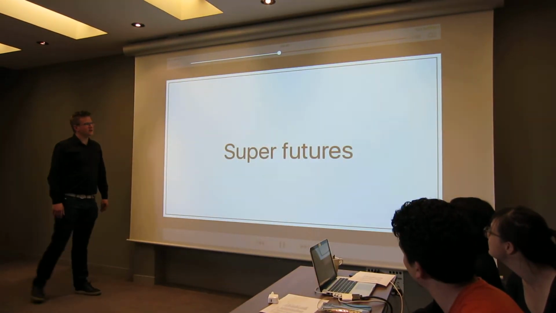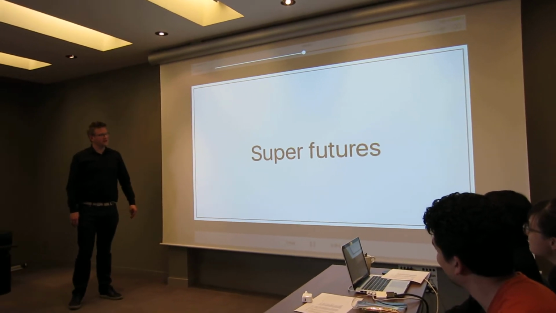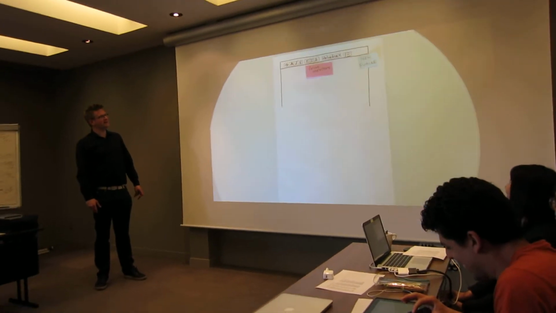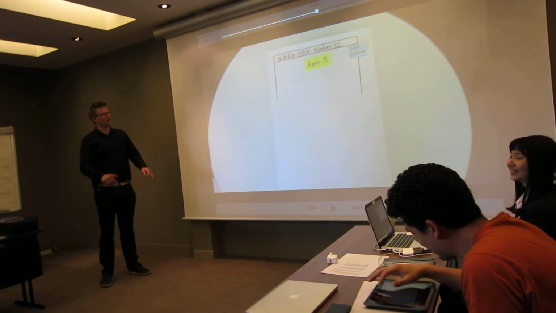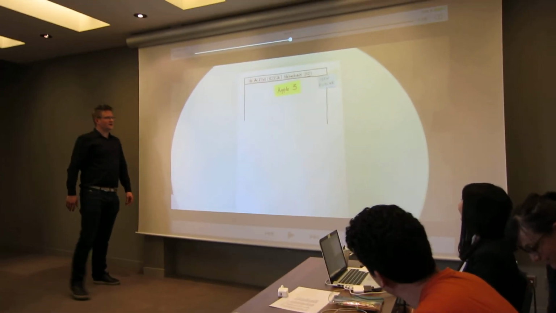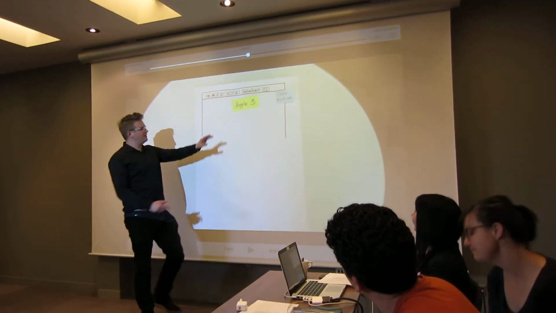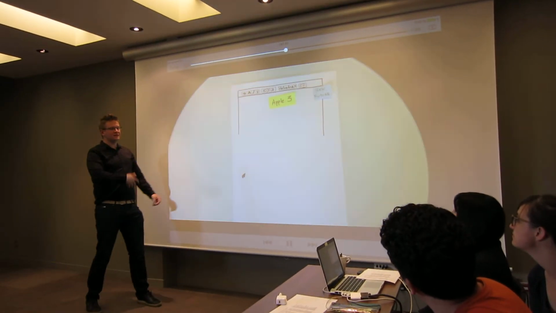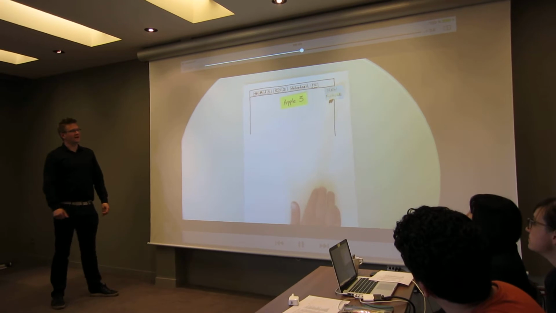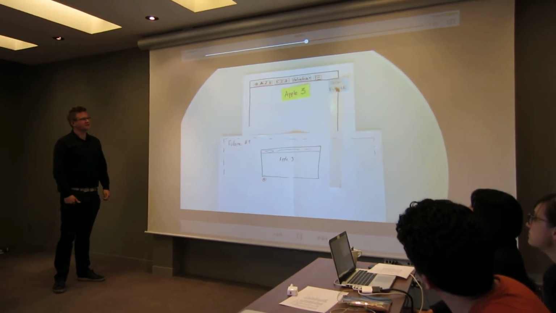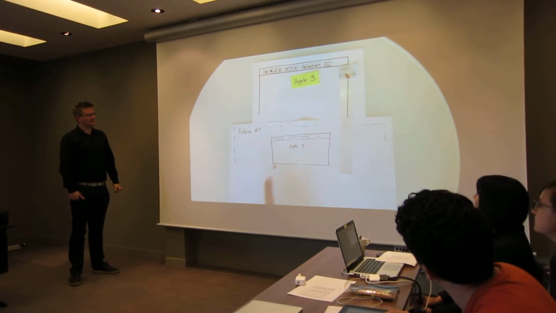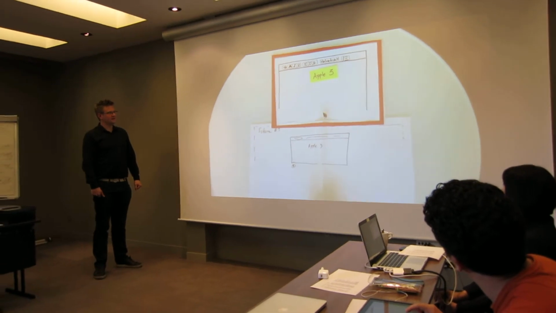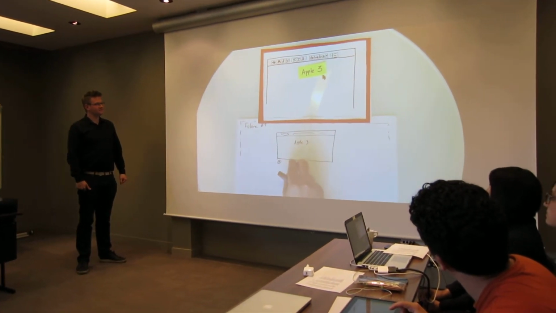Right. Okay. Then we work with the idea of super futures. Basically, the idea that if you start working on something, for instance, here, instead of just writing cheese before, I write apple and 3, and then I record the same interaction again, where I click on this thing by recording an interaction.